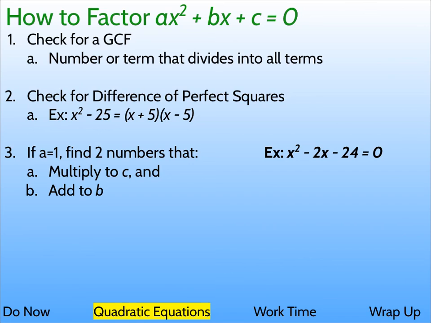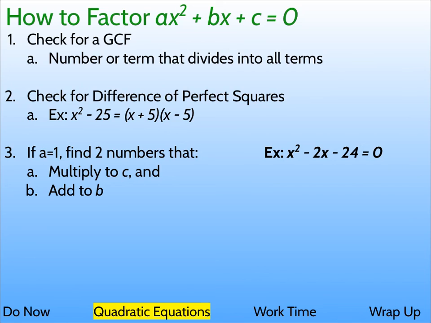Then sometimes you might see a situation where you get a difference of perfect squares like this, where it's x squared minus 25. X squared is a perfect square, 25 is a perfect square, and the difference means that it's subtraction in between. With these, you can just take the square root of the first one and the second one, and then plug them in. You got x and 5. Those are the square roots of x squared and 25. And then you have x plus 5 for one of your terms times x minus 5 for the other one.